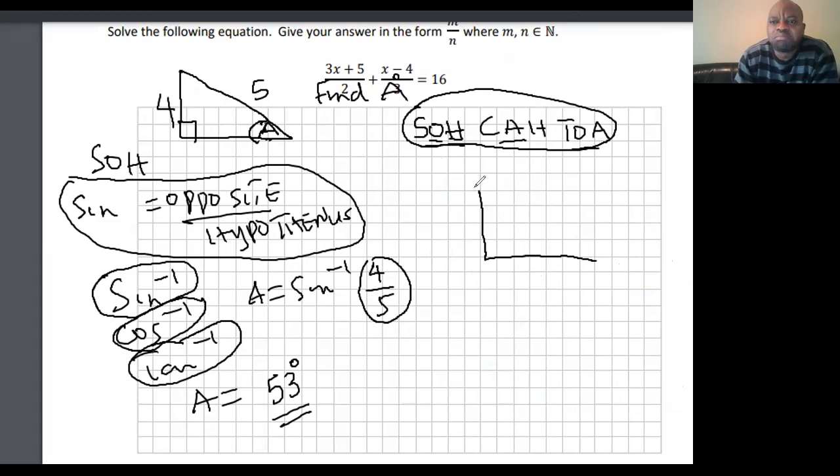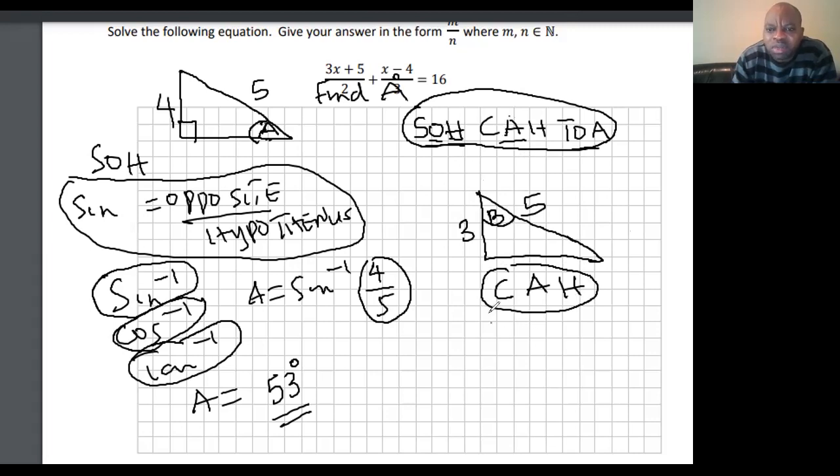Now, let's assume that it's an angle here called angle B, and this is 3, this is 5. In this case, you can see that you have the adjacent side of the angle, and then you have your hypotenuse. So which means you are using this.